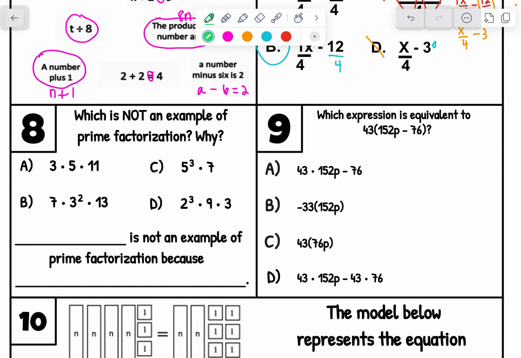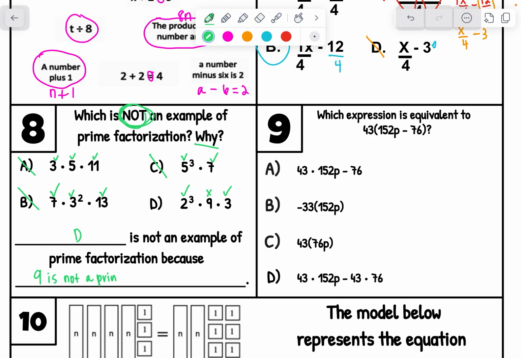Which is not an example of prime factorization, and why? Well, remember I said prime numbers are numbers that can only be divisible by 1 and itself. So I'm just going to go through these and see that they're all prime. Well, 3 is prime, 5 is prime, 11 is prime. 5 is prime, and 7 is prime. 7 is prime, 3 is prime, 13 is prime. 2 is prime, 9 is not prime. So D is not an example of prime factorization because 9 is not a prime number.